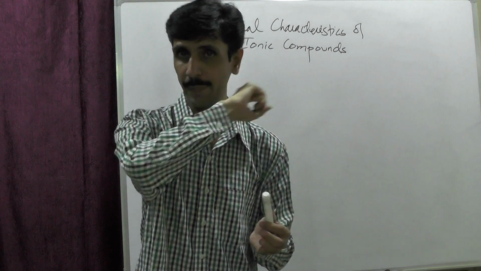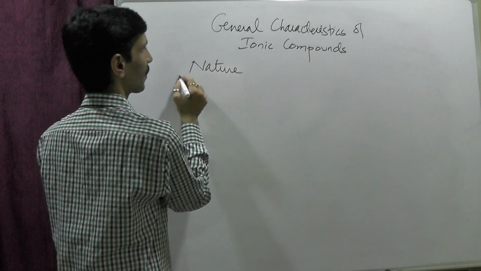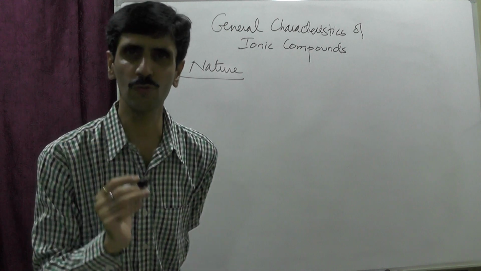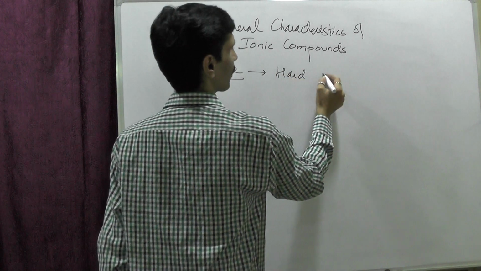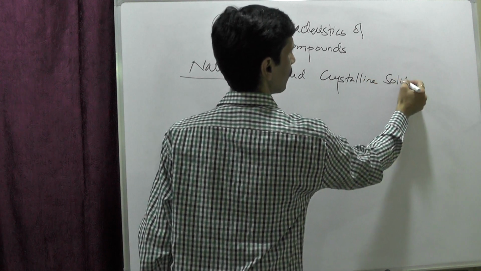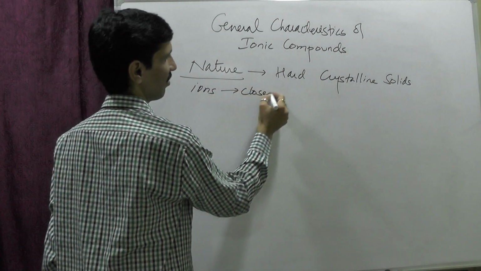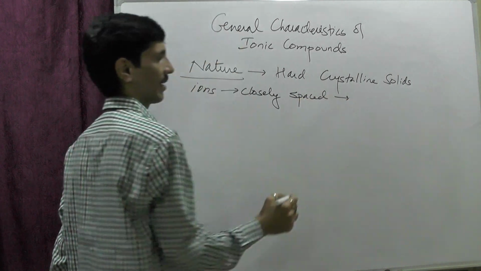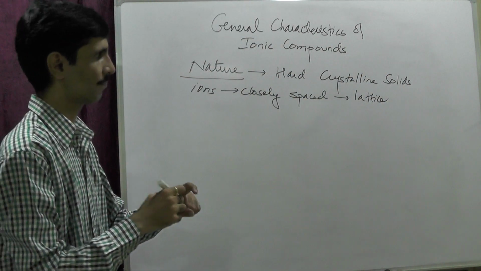तो सबसे पहला प्रॉपर्टी आपके सामने पेश करता हूं और वो है नेचर. The very first property is what? Nature. What is the nature of ionic compounds? And that is, they are hard, crystalline, solid. And the ions are closely spaced in the given lattice. Now, what is the meaning of this?